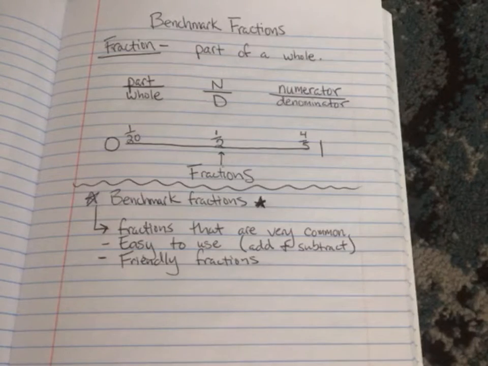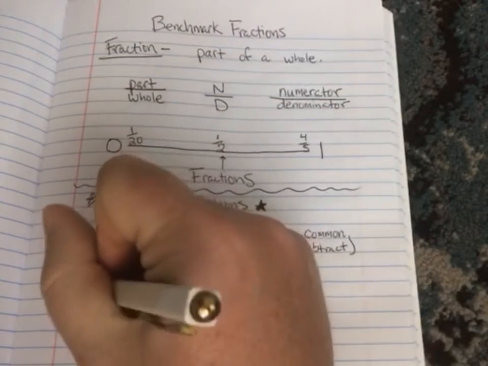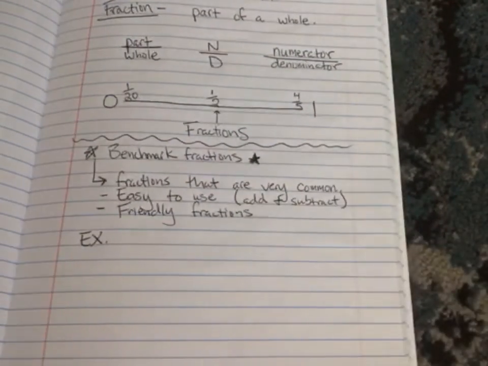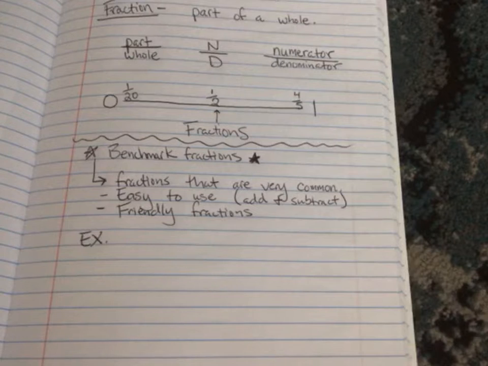All right, next part, we're going to go underneath and write some examples. I'm going to write EX for an example, and then list some benchmark fractions that show up quite a bit. Now, when it comes to fractions, there are an endless amount of fractions out there. Think about that. You can write a fraction for basically any number on the number line. What we're going to focus on today are the ones considered to be benchmarks.